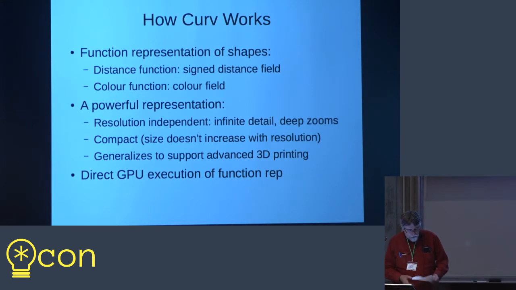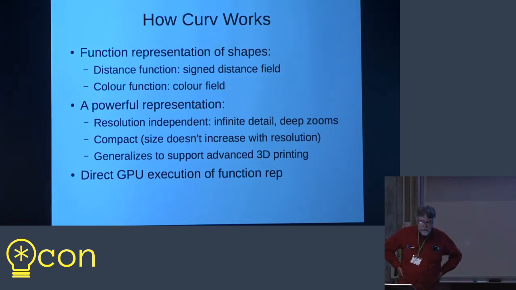So I want to finish up by talking about how Curv works. This is the technical part of the talk. So I said earlier that Curv is built on Shadertoy technology, which makes it powerful. Curv represents shapes using mathematical functions. The geometry of a shape is represented by a distance function, which maps a point onto the distance to the nearest boundary. It's positive if you're outside the shape, 0 if you're on the boundary, and negative if you're inside. So Google signed distance field if you want more information.